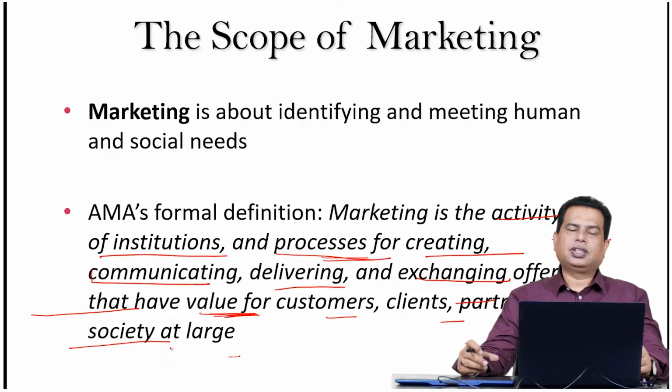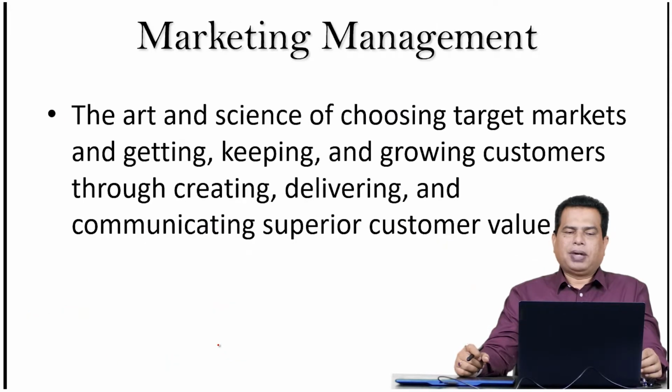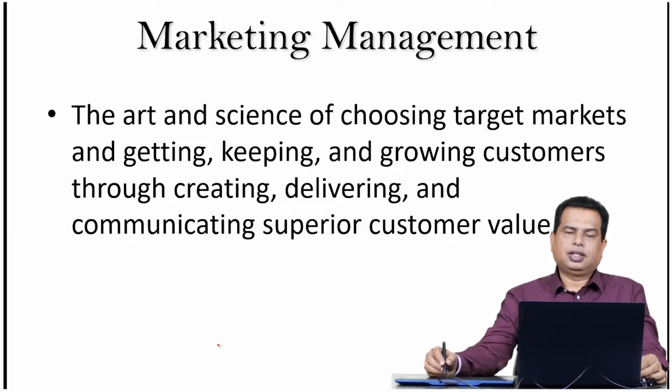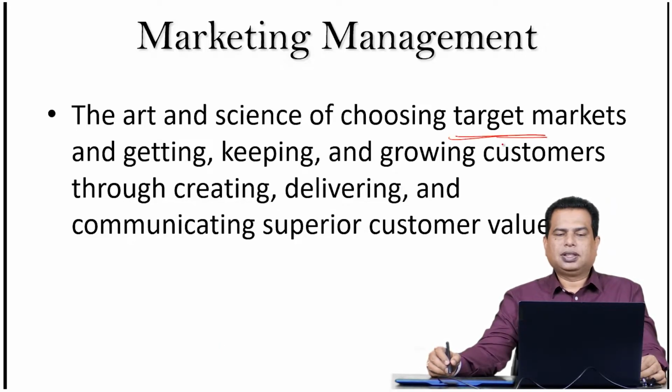Means all the stakeholders should receive some value from the marketer. That is very important. So marketing management is basically the art and science of choosing target markets and getting, keeping and growing customers. These words are also important: we are going to get the customers, keep the customers, and also grow those customers along with us.